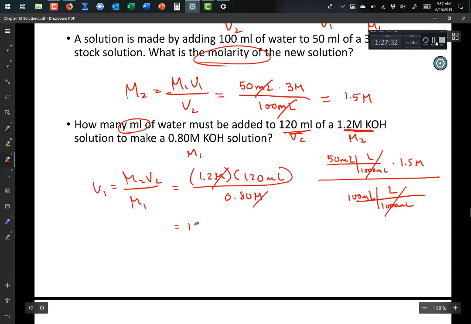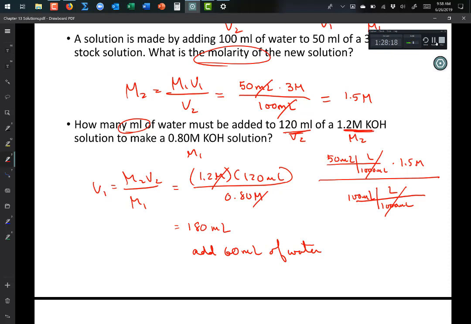Okay, so what did I get? I got 180 milliliters, right? Now, is that the answer? Read carefully, look at the question. What is the 180? It's the volume of the solution, right? But it started as 120. You have to add water to it to get to there. So how much? You have to add 60 mL of water, because you're adding 60 to 120 to get to the 180.